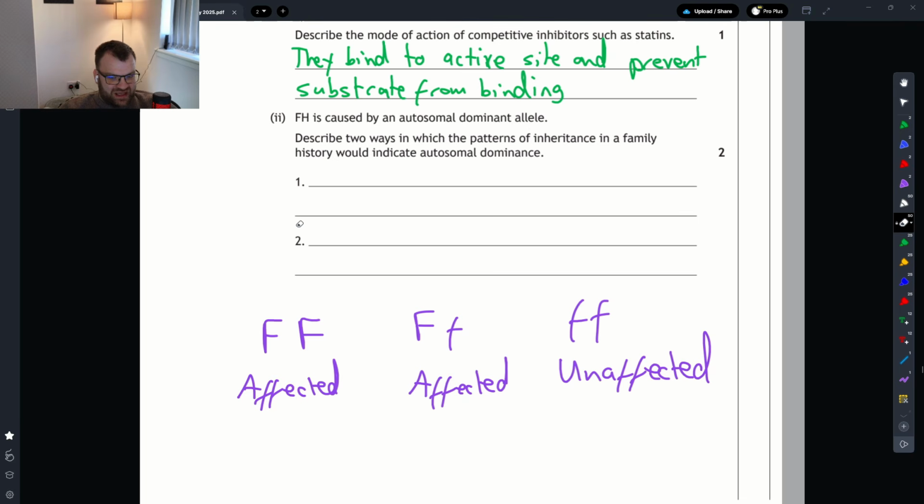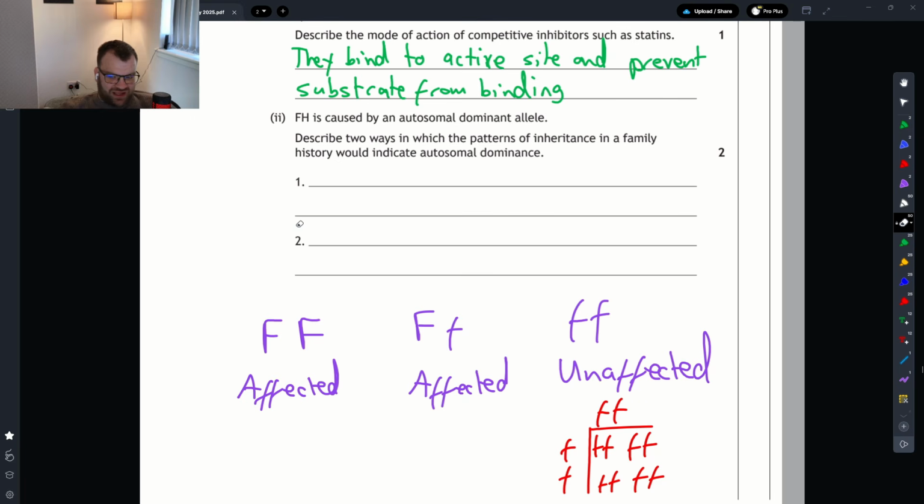Two dominant letters are going to be affected, one of each affected, and two little would be unaffected because it's autosomal dominant. If it was recessive, then only the one with two little letters would be affected. And if it's sex-linked, we need to think about males and females separately. Right, what can we figure out from this then?